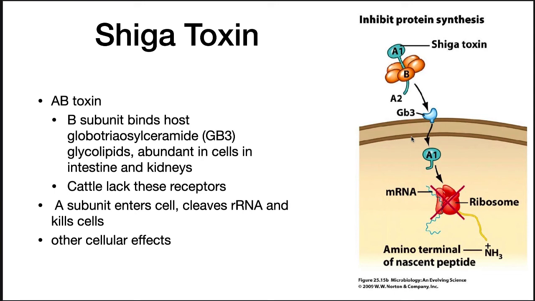There are also other effects of Shiga toxin. They include a stimulus of pro-inflammatory cytokines by a number of different host cell types, including the epithelium, so it increases inflammation, and a pro-apoptotic stimulus, and that encourages the death of the cells that it infects. So this is a very toxic protein.